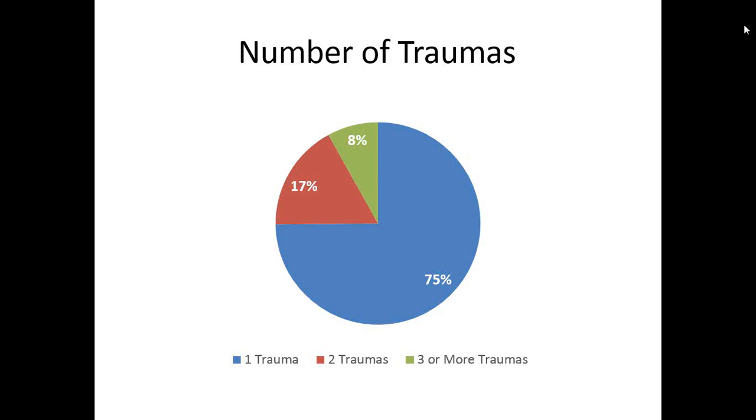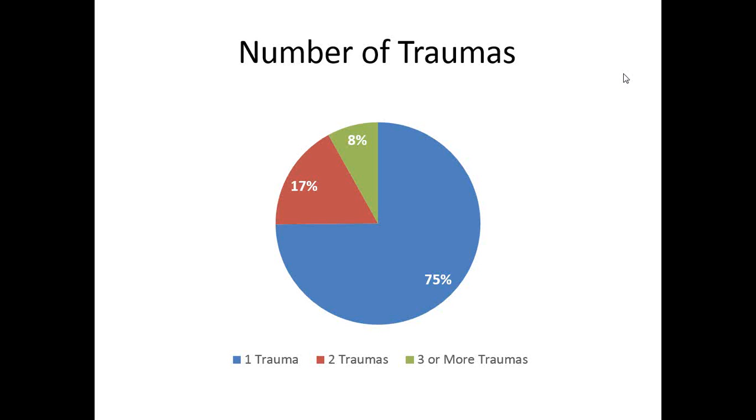The number of traumas. When you register a kid, you can say, yes, they're here for sexual abuse, but we allow you to check as many as all that apply. So about 8% of our kids in fiscal year 15 endorsed 3 or more traumas. So they were sexually abused, they were physically abused, and they witnessed violence.